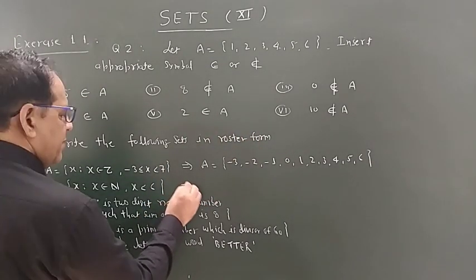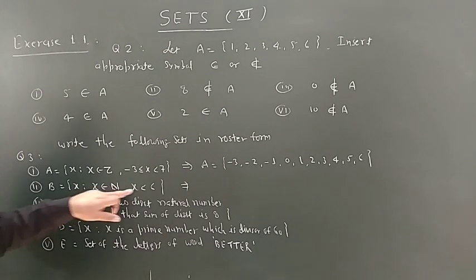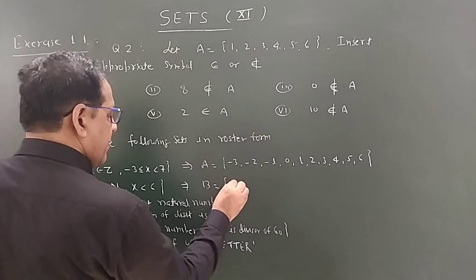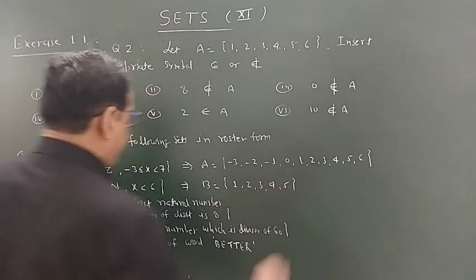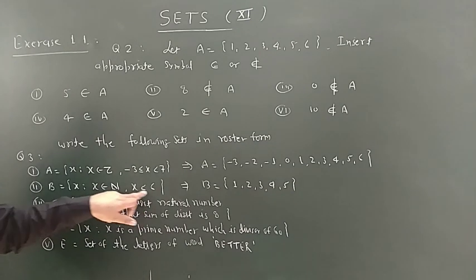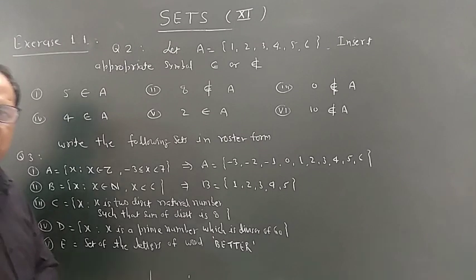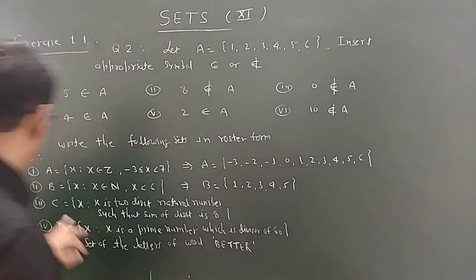The second part of the question is saying that B equal to X, where X is a natural number and less than 6. So B can be expressed as 1, 2, 3, 4 and 5. Because X is a natural number less than 6. So we know that well, the natural numbers start with 1, so start with 1, 2, 3, 4 and 5.